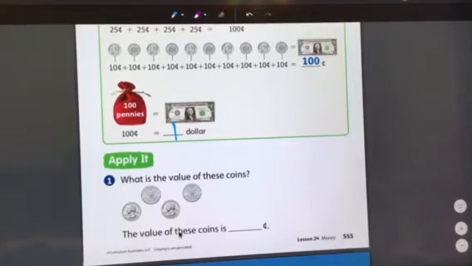So the value of these coins is, be careful because the cents symbol is here. So you're not going to use $1. You're going to write the value of these coins is 100 cents. If you have 4 quarters, you have 100 cents, which is the same as $1.